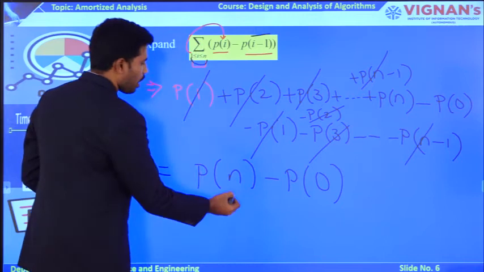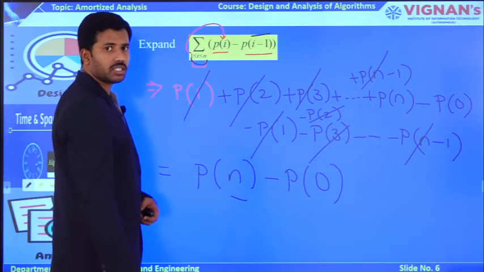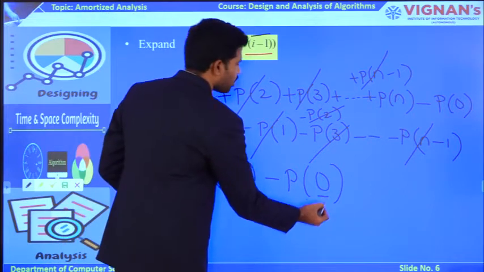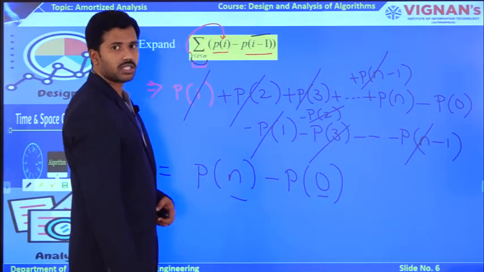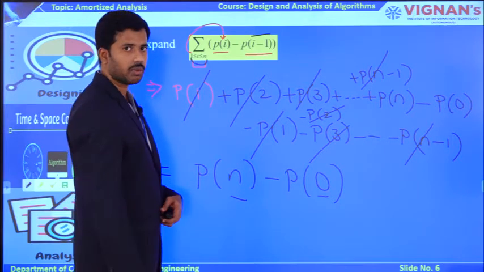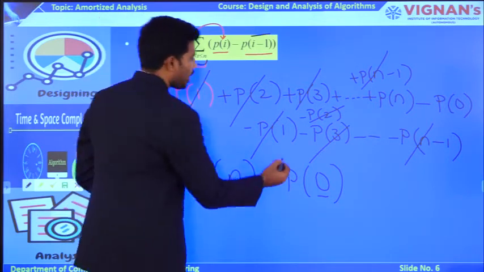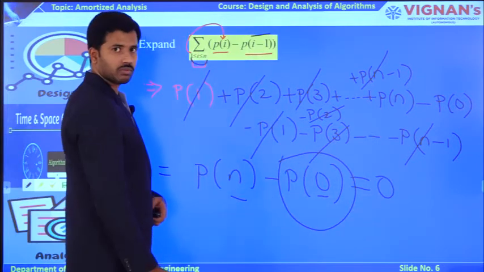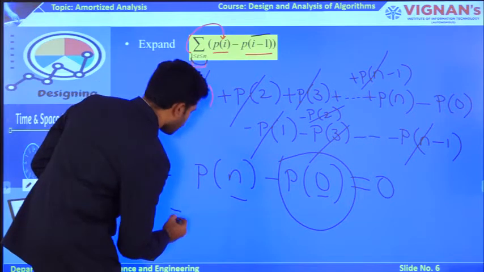So what is meant by P of n? The potential function for the nth operation. And what is meant by P of 0? The potential function for the 0th operation. There is no 0th operation in any algorithm, so now you can assume this term equal to 0, so that my potential function after expanding is going to be P of n.